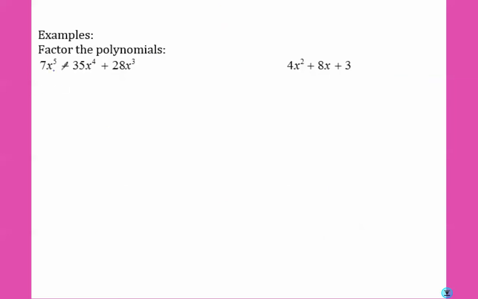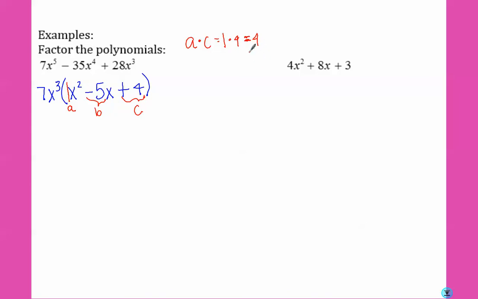So, in our first example, the first thing we want to look for is a GCF. All of these are divisible by 7 and we can take x cubed out. Once we've done that, we're left with x squared minus 5x plus 4. So you don't see it, but there's a 1 there. That's A. Negative 5 is B. And positive 4 is C. So A times C would be 1 times 4, which is 4.